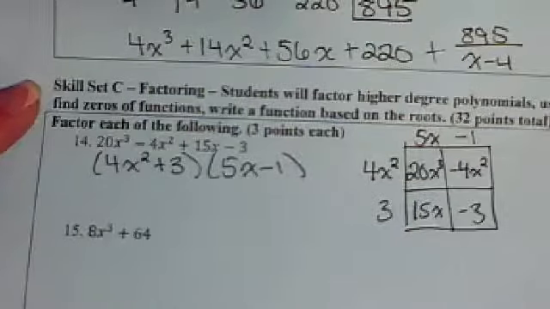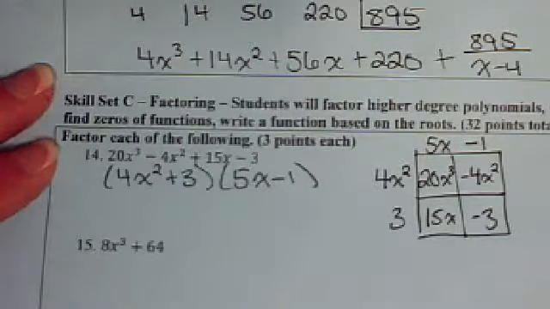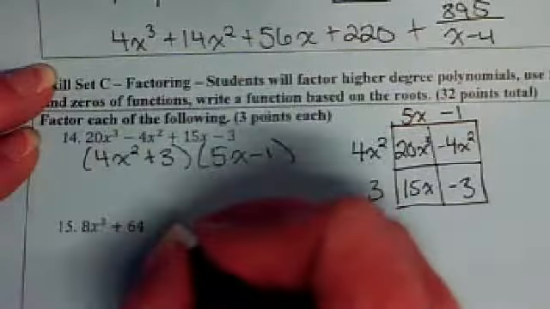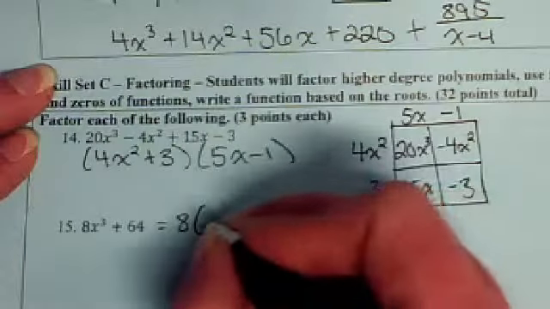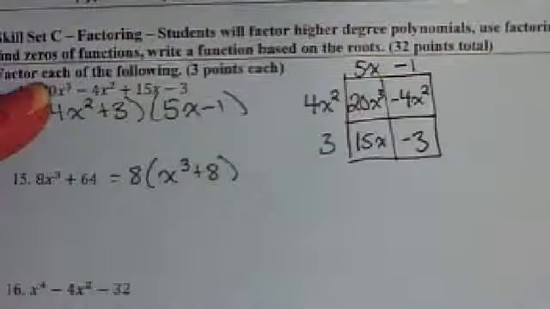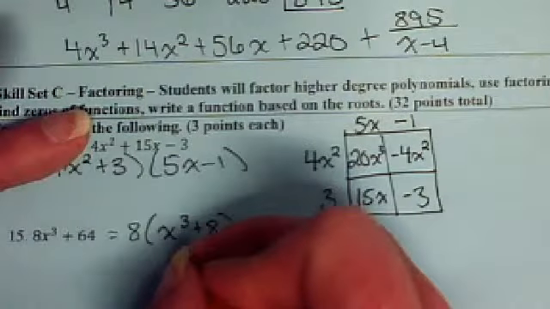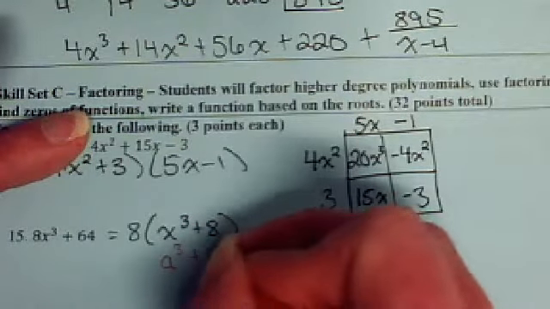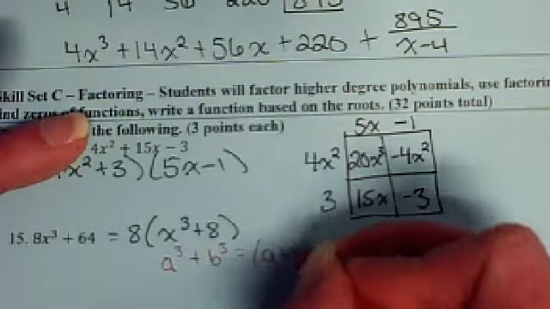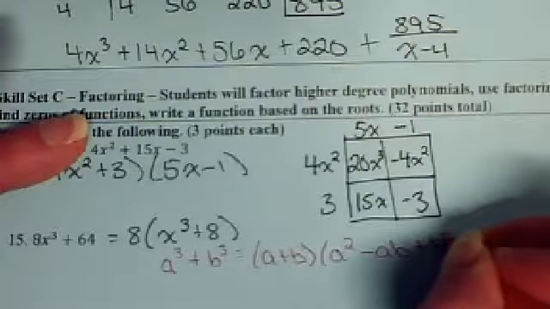I'm done. Now in 15, there were 2 ways to approach it. If you notice that they both had an 8 in it first, it actually made it a lot easier. That'd be 8 times x cubed plus 8. Now, x cubed plus 8 matches a special pattern. That special pattern is something cubed plus something cubed factors into a special pattern. I put a plus b, and then a squared minus ab plus b squared.